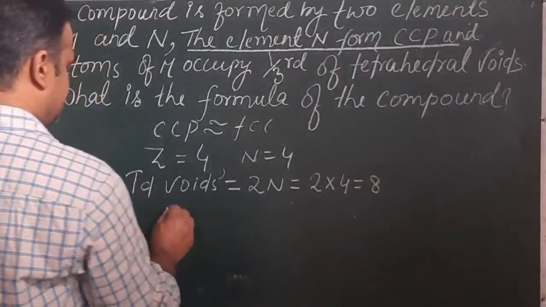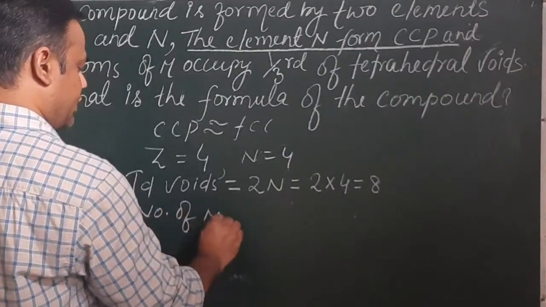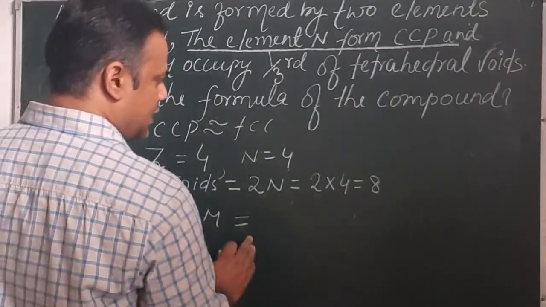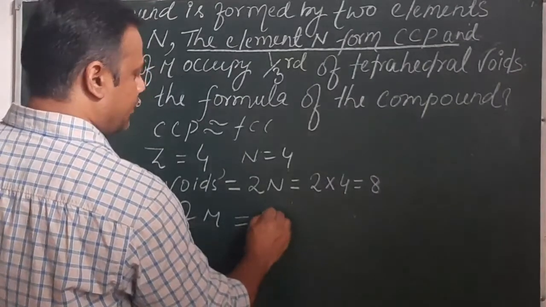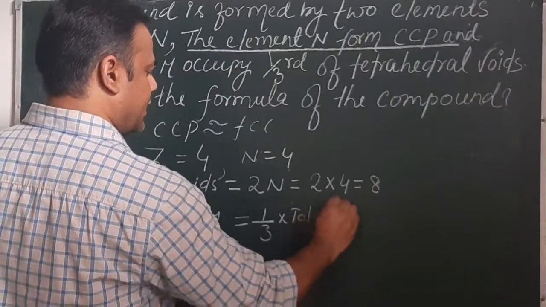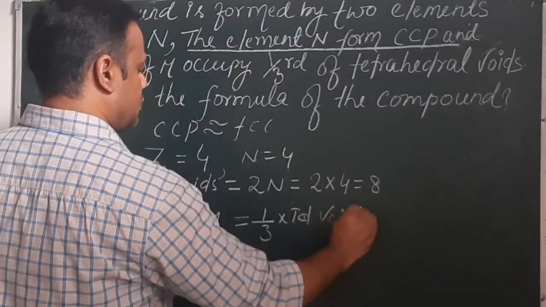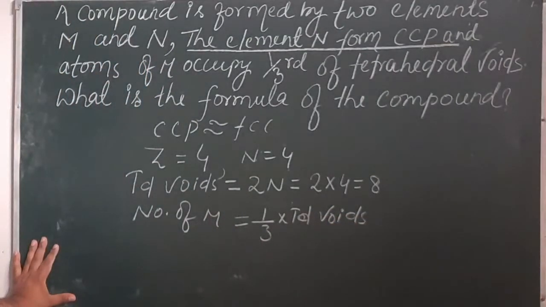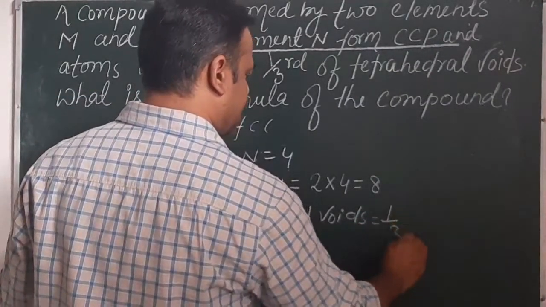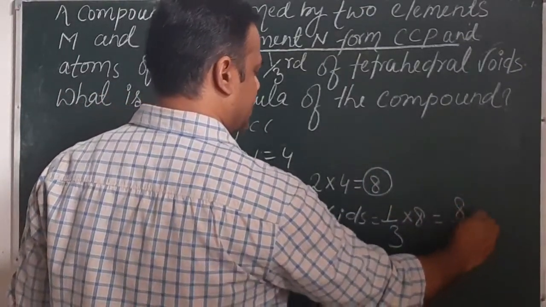Then the question says 1/3 of tetrahedral voids are occupied by M. So we can write the number of M per unit cell will be equal to 1/3 into the total number of tetrahedral voids. Short notation for tetrahedral voids we write TD. So 1/3 into the total number of tetrahedral voids, and the total number of tetrahedral voids is 8, so we multiply 8 here, and it will be 8/3.